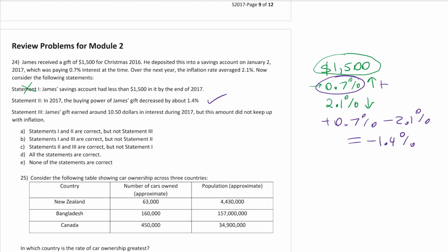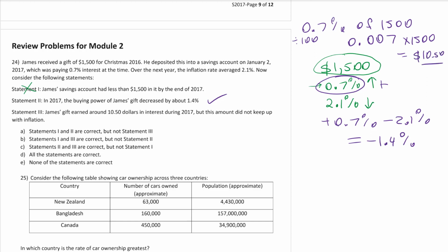So 0.7%. All right, let's do the math very carefully. 0.7% of $1,500, that's how much he's going to earn. Divide this by 100 to get the decimal, so it's going to be 0.007 times 1,500. Multiply that, and let's see what we get. So you get $10.50. Good.